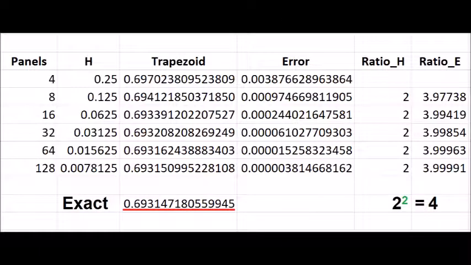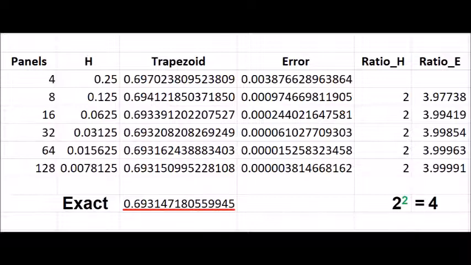You can plug the numbers into the function y equals 1 over x and use basic geometry to compute the total area for different numbers of panels. That is what I've done in this table. The area is tabulated in the 3rd column under the heading trapezoid.